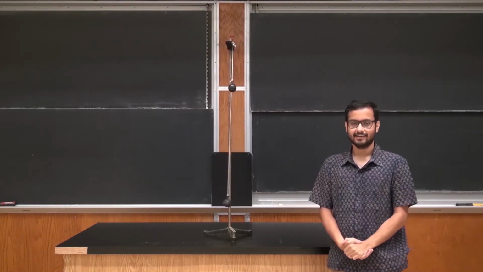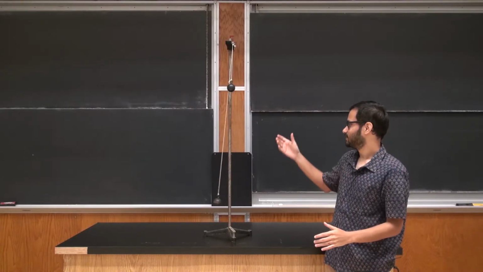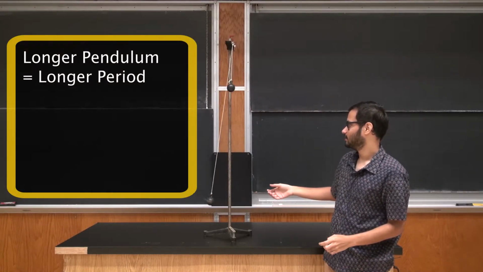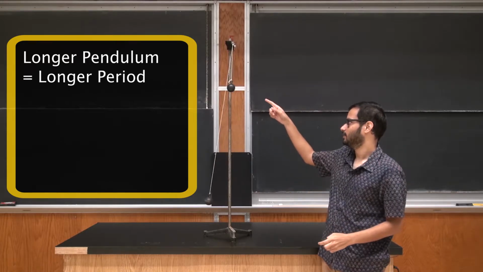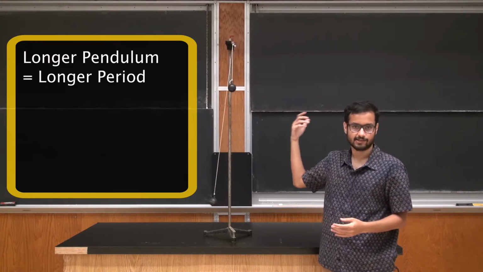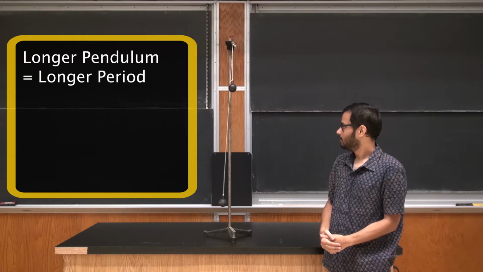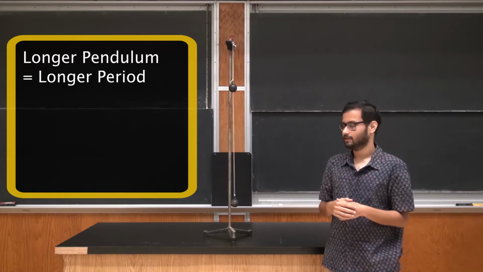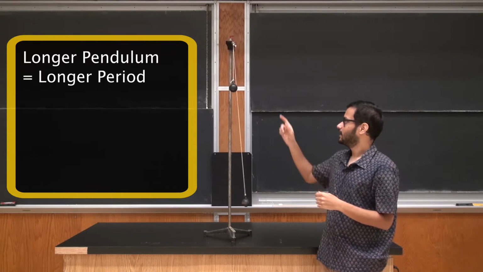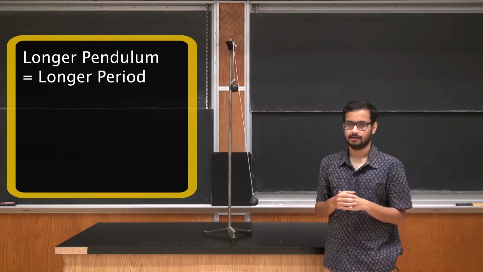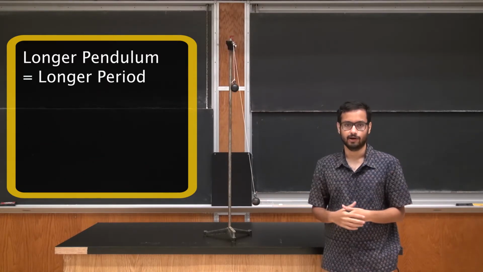So was your prediction correct? As you can see, the longer pendulum has a longer time period than the shorter pendulum. The shorter pendulum is clearly oscillating much faster than the longer one. And if you pay close attention, you will actually be able to see that the time period of the shorter one is half as much as the time period of the longer one.